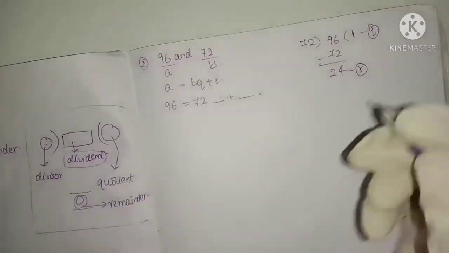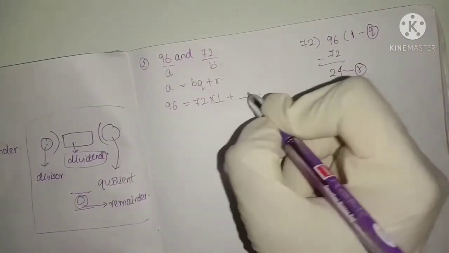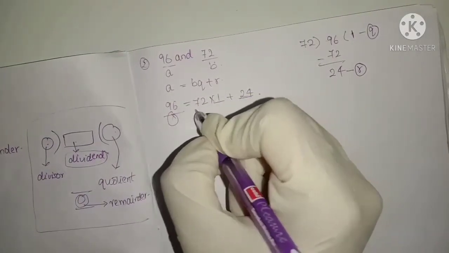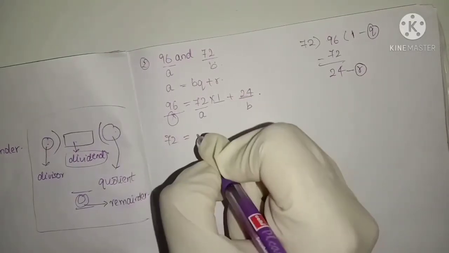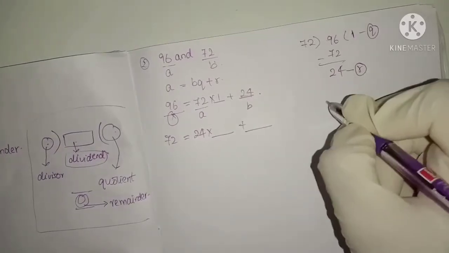Let us substitute these values. Q is 1 and R is 24. Again, we don't have any work with this number now. Let us take this number as A, this number as B. 72 equals 24 into quotient plus remainder.